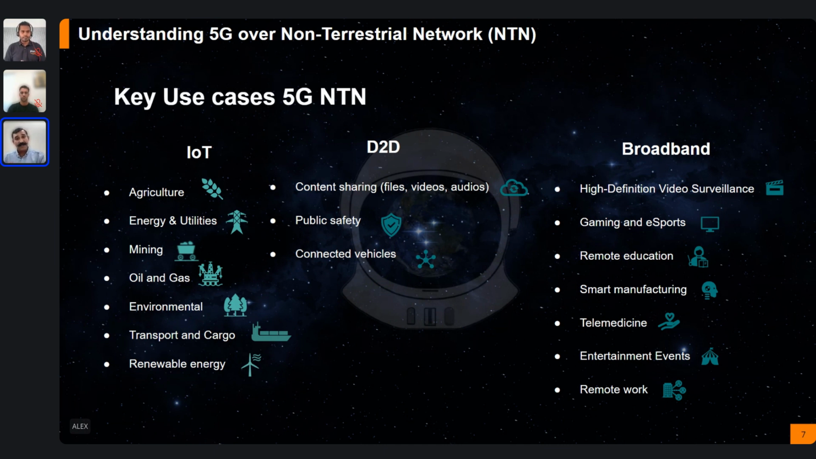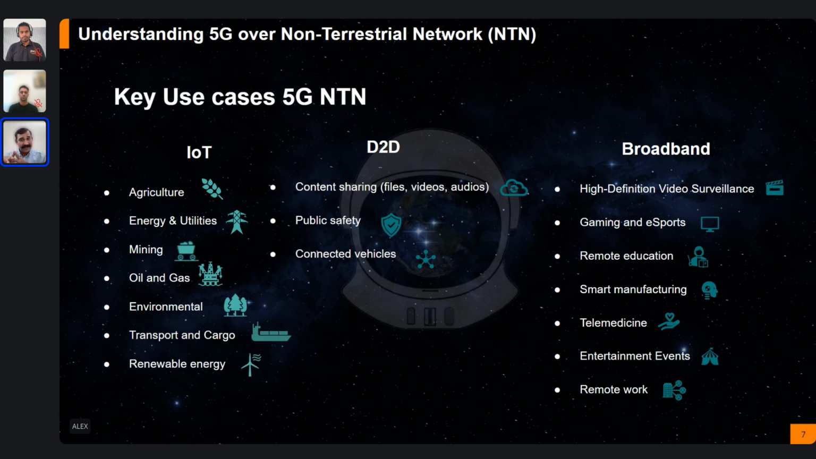If we talk about the direct to device, the smartphones, we can say it's content sharing, files and videos, public safety. You must have seen some announcements from leading mobile manufacturers showcasing an SOS feature. So these are some technologies which are extending direct to the device, and they can efficiently serve the right customer base. Also, we are talking about connected vehicles.